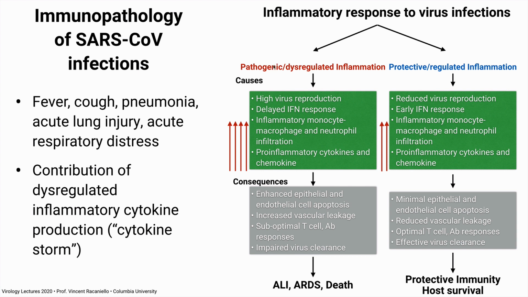In the cases where we have pathogenic or dysregulated inflammation, as caused by a cytokine storm, we have high virus reproduction, which may be key, and these coronaviruses replicate very well in the respiratory tract. We have a delayed interferon response, which may be a consequence of viral proteins that antagonize the response.